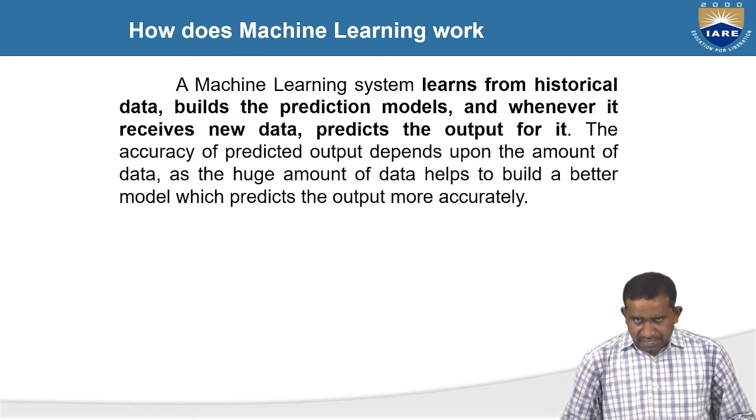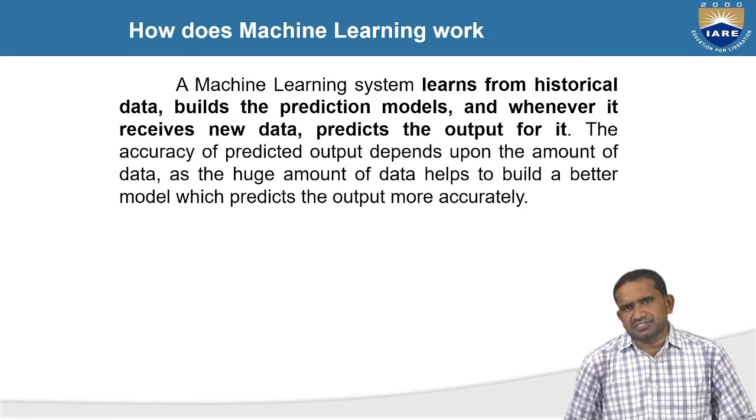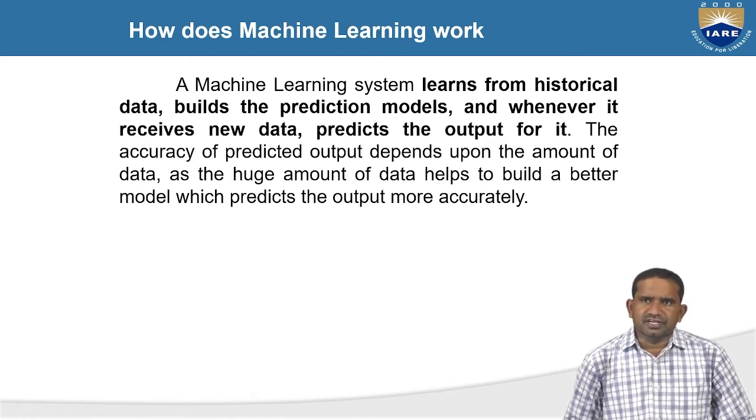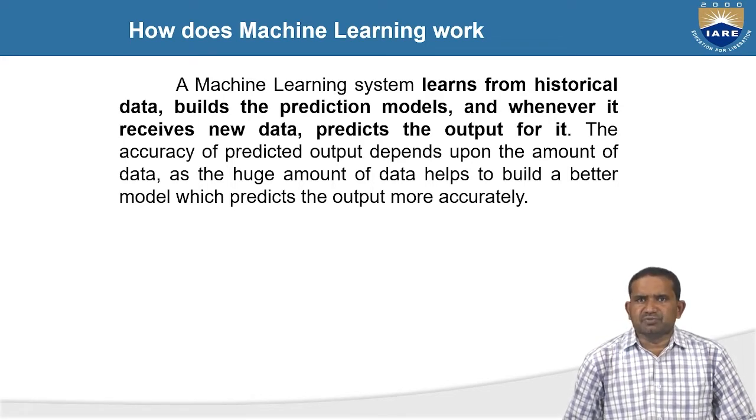Means machine learning learns from historical data and prepares prediction models. And whenever it receives new data, it predicts once again, analyzes once again and provides the output for it. With more data, more information, we can get more performance as well as better performance.